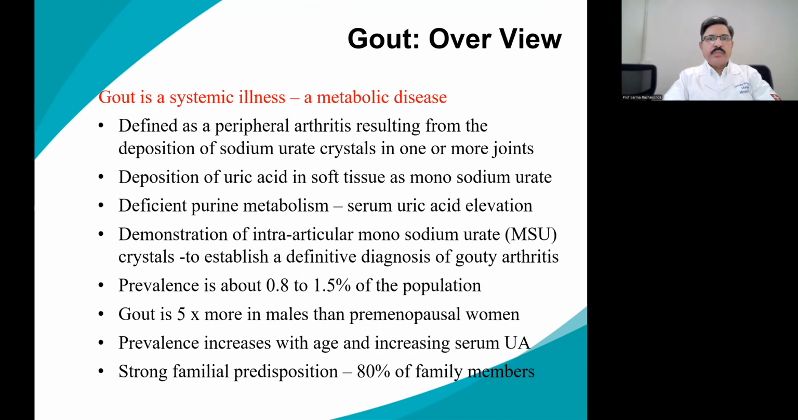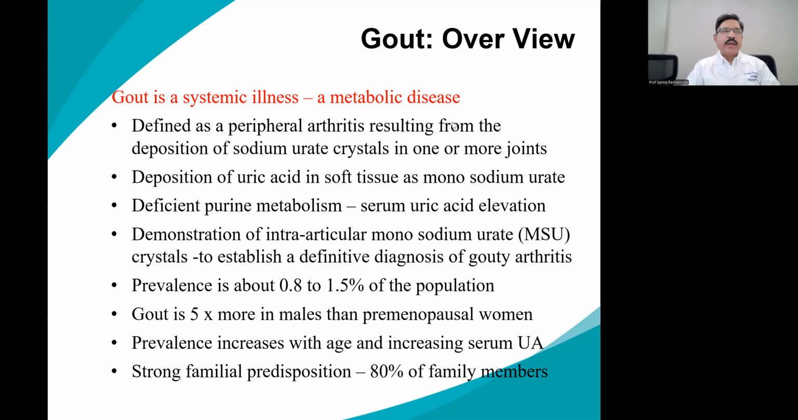Now, an overview of gout. Gout, again, just like the other diseases which we have looked at, is a systemic illness and it is a metabolic disease. It is a systemic illness related to metabolism of particular purine, which results in inflammation in the end, defined as a peripheral arthritis resulting from the deposition of sodium urate crystals, SUC, in one or more of the joints.